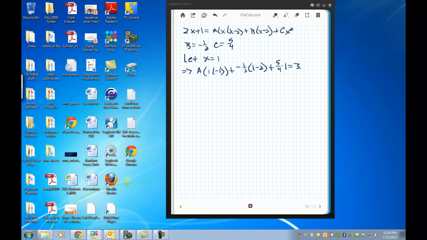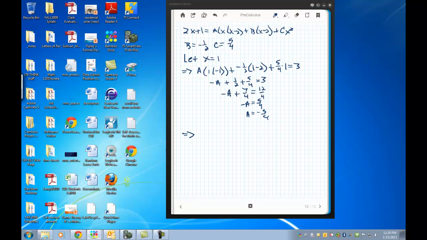And look, I have a simple equation to solve. I'll run you through it. This is what? Negative a. 1 minus 2 is negative 1, so this is going to be plus 1/2 plus 5/4 equals 3. So negative a plus, let's see, what is that, 7/4? And since I'm going to be dealing in fourths, I might as well turn this guy into 12/4. Right? So negative a equals 5/4, so a equals negative 5/4.